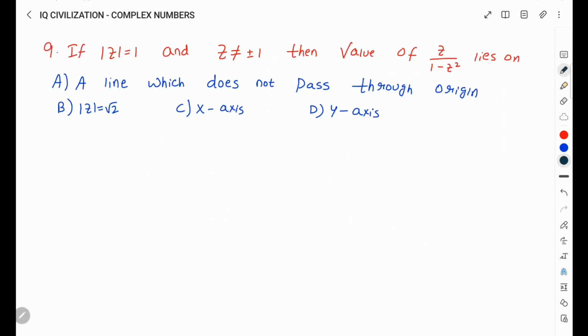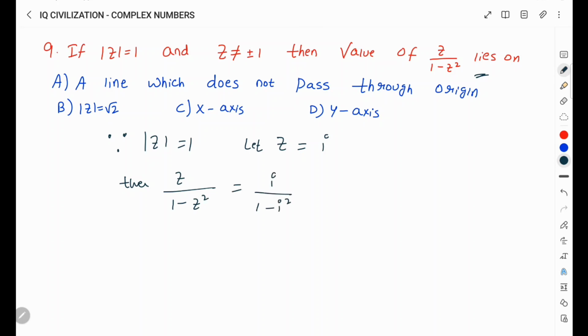See, next one. This is very easy. This is a direct, static one. Anyway, we will prove it. Since |z| is equal to 1, let z be i. Then z by 1 minus z squared is equal to i by 1 minus i squared. i squared is minus 1, I know, so this is i by 2. This is imaginary. So all the values of the given expression lie on the y-axis.